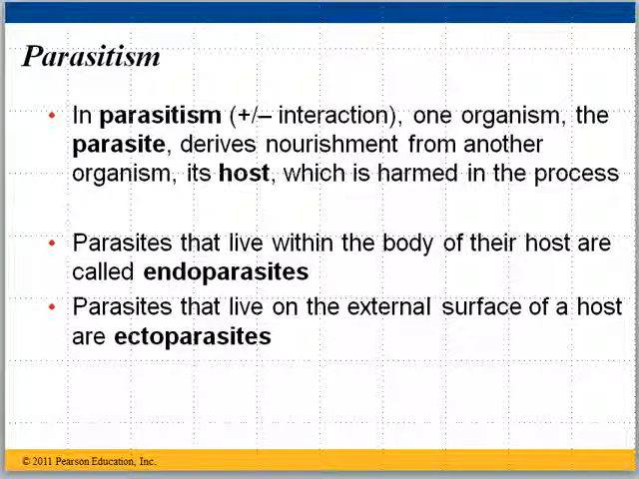So the host is going to be the one that is harmed. The parasite is the one that is getting the positive benefit of this relationship. Parasites that live within the body of their host are called endoparasites. So think about tapeworms or other creatures that live inside the intestines of a creature. And then parasites that live on the external surface are called ectoparasites. So like the fleas that might live on your dog would be ectoparasites, and the tapeworms that might live inside your dog's stomach would be endoparasites.